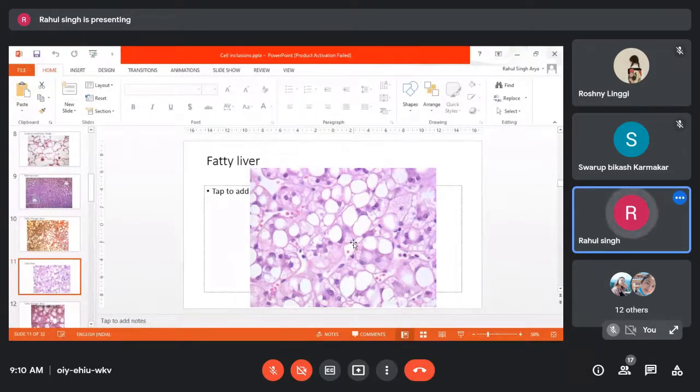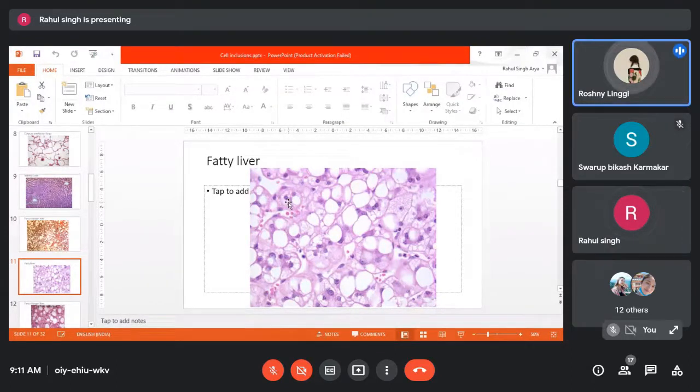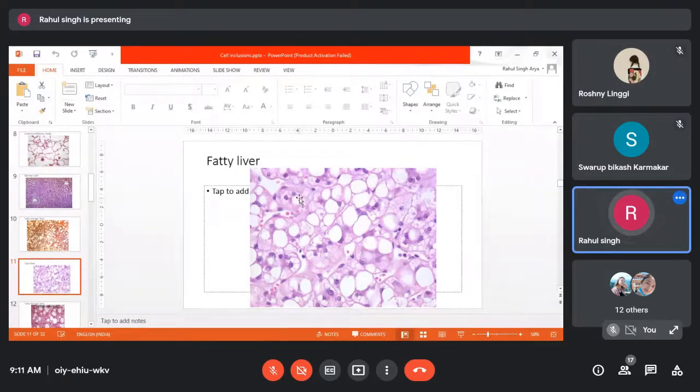Here you see, this slide is very representative of the fatty change. You can see this is a single cell. Can you see this? Please respond. Can you appreciate this cell? Yes, sir. This is the nucleus, and this is the forming vacuole.